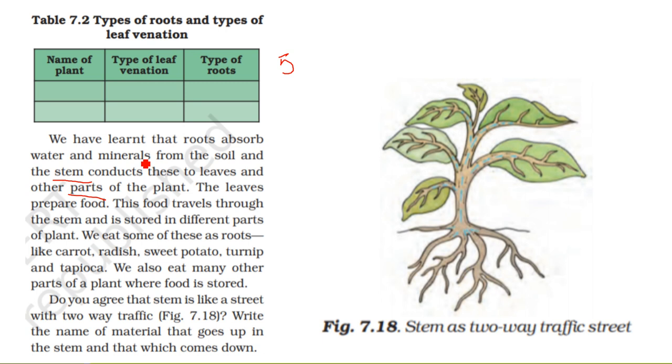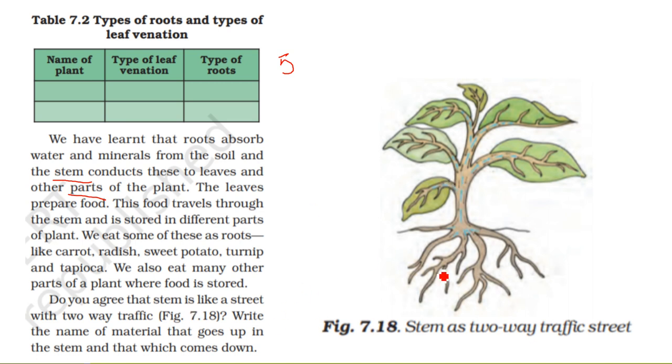by roots. You can see that when a stem transports water and minerals, the transport is from the ground level to the upper or higher level, and in the case of transport of food, the direction is from leaves towards the other parts, or you can say towards the ground because roots also need that food. So this is a kind of two-way traffic street system. So your stem is working in a two-way direction or two-way transport.